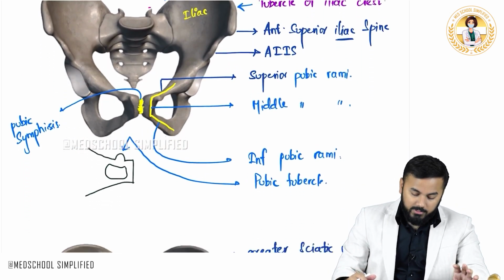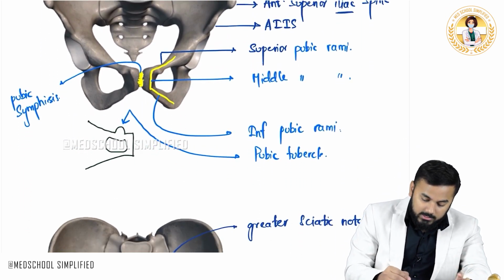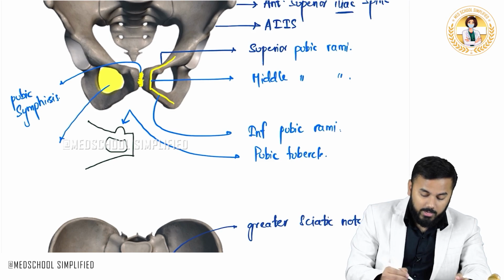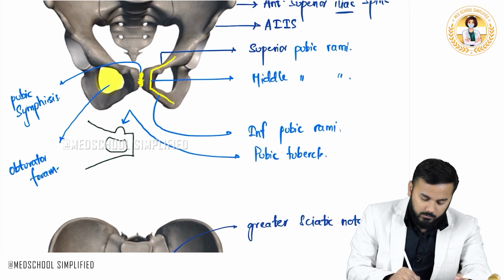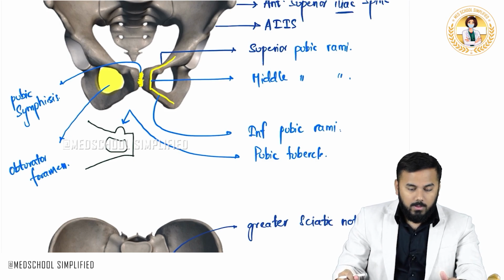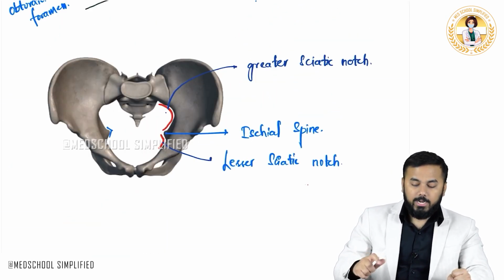And by the way, in the previous picture which you can see here, this yellow color shade which I'm doing right now, all of you look here. This is called the obturator foramen. This is called your obturator foramen. Now after this, we have talked about greater sciatic and lesser sciatic.